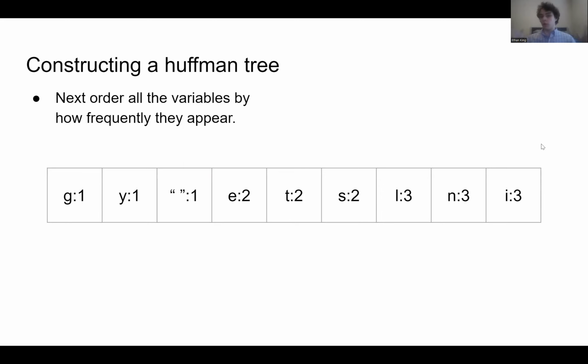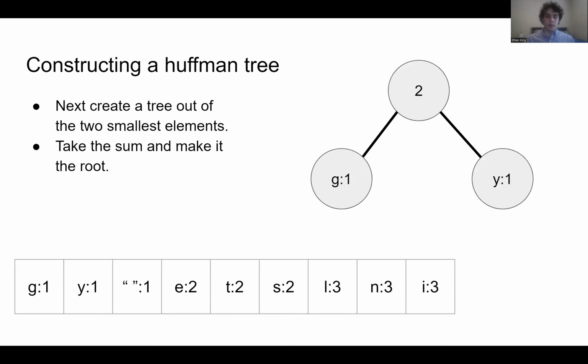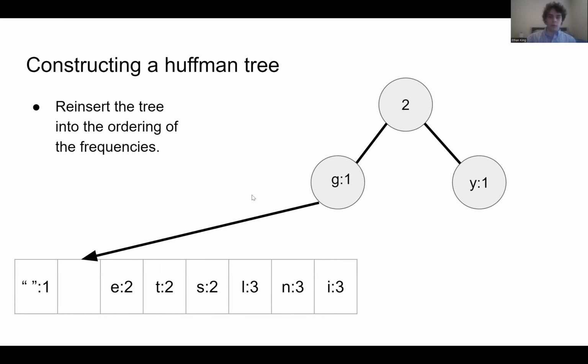Okay, so we've got all of our characters, we've got how frequently they appear. Now, how do we create the Huffman tree? Well, we're going to take the smallest two nodes, which in this case is G and Y, and we're going to take the sum of their frequencies, and then that's going to be its root node, and then we're going to use that to create its children. And then we're going to repeat this over and over again. But first what we need to do is reinsert our tree back into our array so that we have all of them in our same tree.